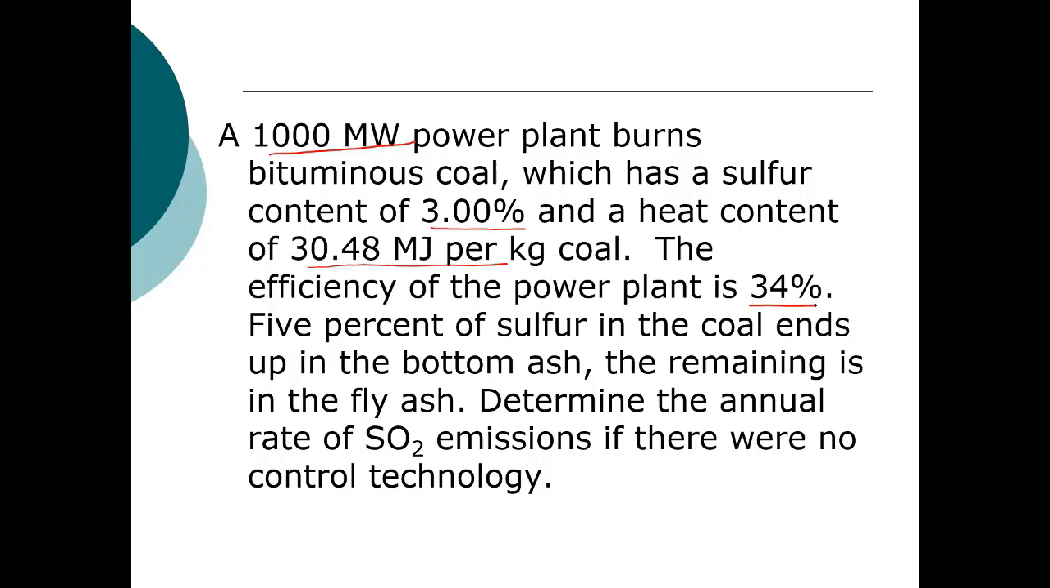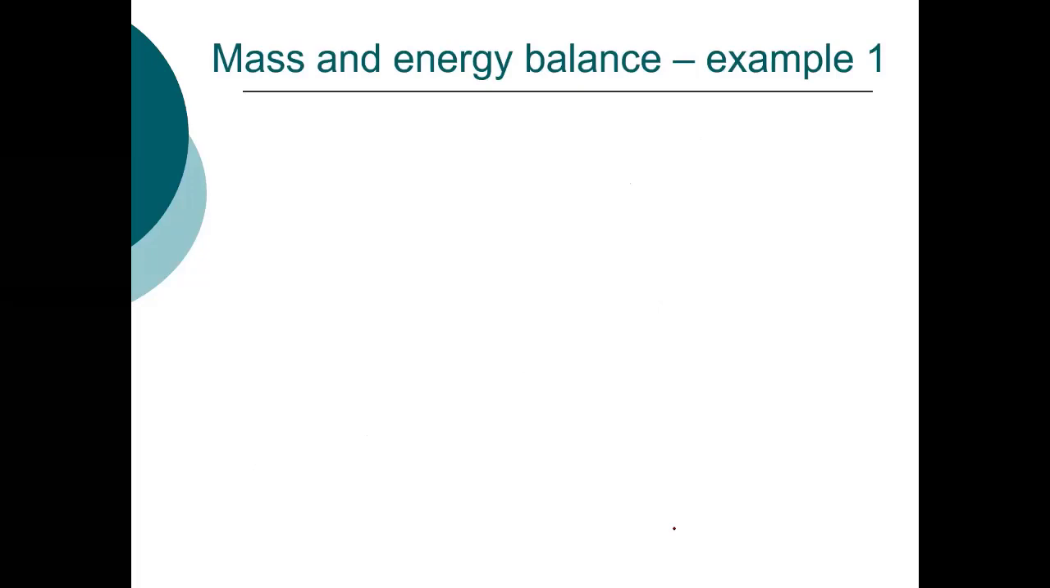The efficiency of the power plant is 34%, and you're told that 5% of the sulfur ends up in the bottom ash, and the remaining ends up in the fly ash. So the fly ash is what would go out through the smokestack. And you're asked to determine the annual rate of SO2 emissions if there were no control technology. So let's start with a mass and energy balance.